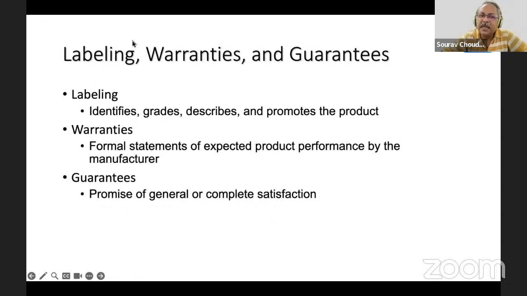Labeling, warranties and guarantees. So labeling, हाँ बताओ. कुछ बोल रहे थे? नहीं.